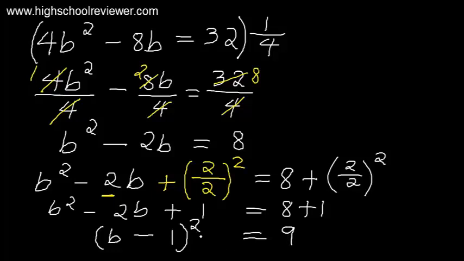Now, to remove this power of 2, we need to get the square root of both sides of the equation. So we will have here the square root of b minus 1.